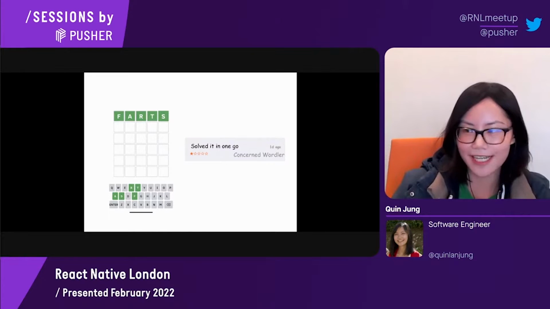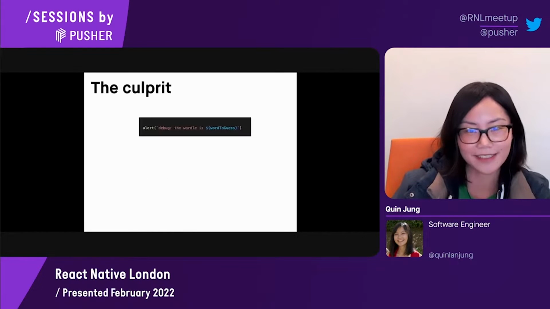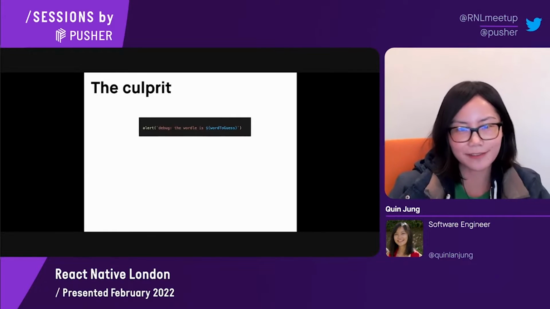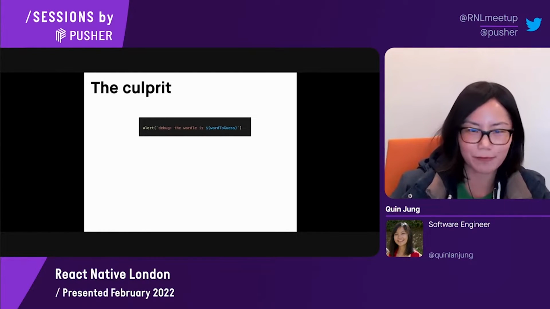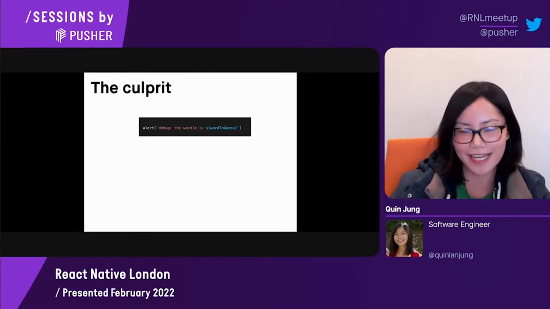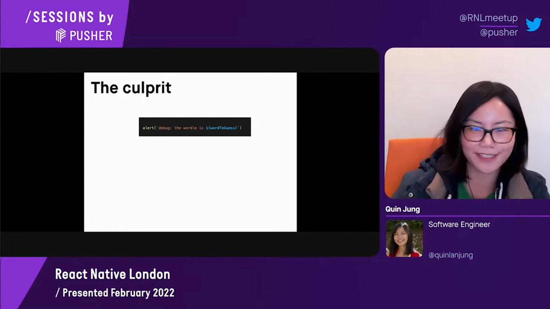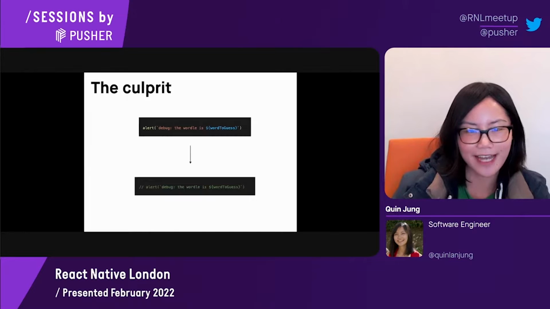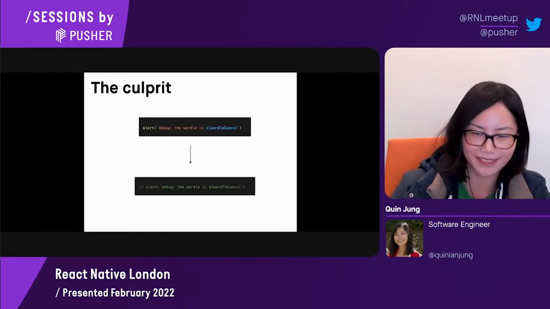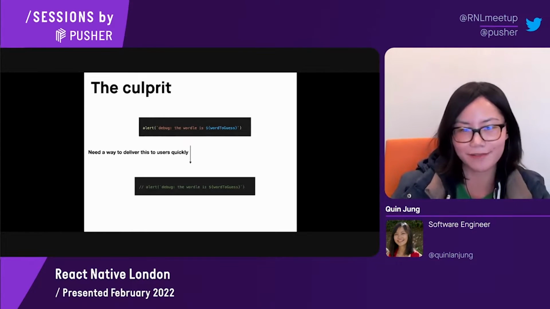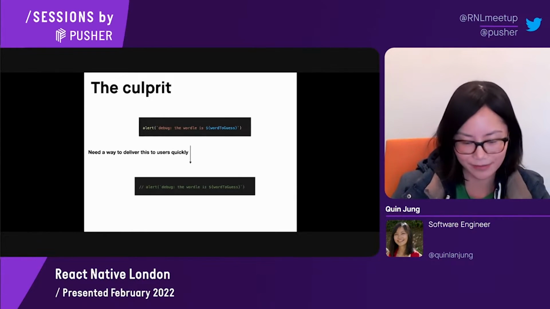So let's take a look at how to fix this really fast. And let's take a look at the root cause. So the culprit is this one-liner here where we're putting up an alert and giving away the answer. But fortunately for you, the fix is quite easy too. You add 2 chars in front of the line and ta-da, you've commented it out. So now we need a way to deliver this to users really fast.